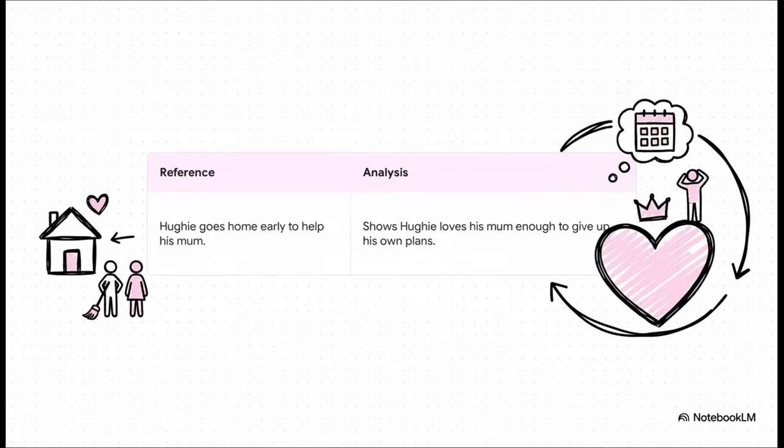Okay, for our final 2 marks, let's show that we know it's not always about quotes. We can use an action. Let's reference the moment Huey goes home early to help his mom. The analysis? This simple act says so much about his character. It shows his profound love and sense of duty, proving that his family ties are so strong he's willing to put his own plans and ambitions on hold for them. It's powerful stuff, showing character through action, not just words. And just like that, with that kind of detail, we've got all 8 marks.